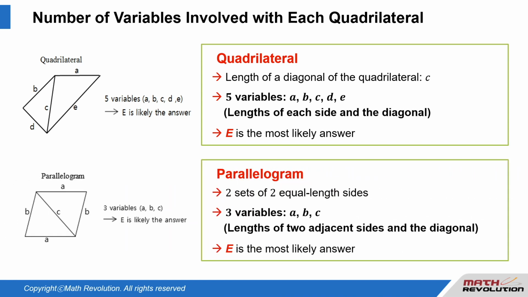Parallelogram: 3 variables, A, B, C, which means E is likely the answer. Let's take a look at the parallelogram shown above. C represents the length of a diagonal of the parallelogram. The other diagonal need not be a variable. The parallelogram has 3 variables, A, B, and C, which stand for the lengths of 2 adjacent sides and the diagonal, since a parallelogram has 2 sets of 2 equal length sides. This means that E is most likely to be the answer to DS questions involving parallelograms.